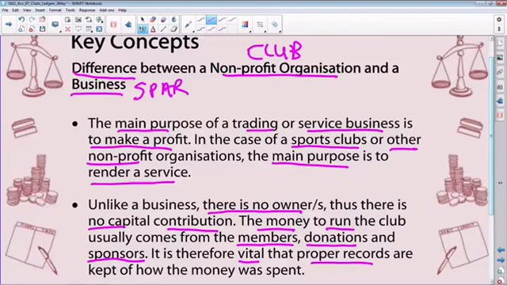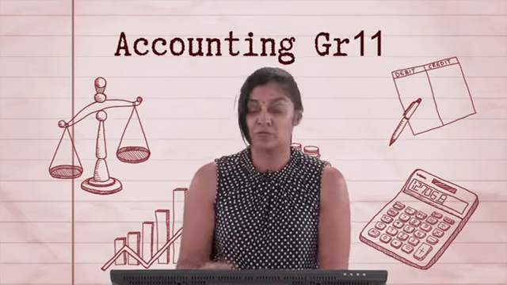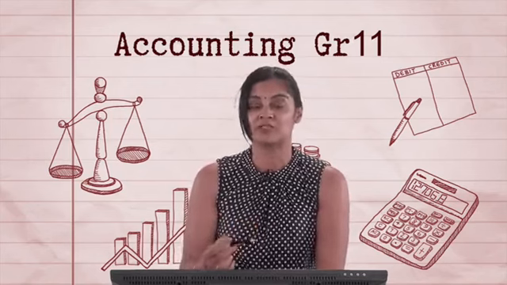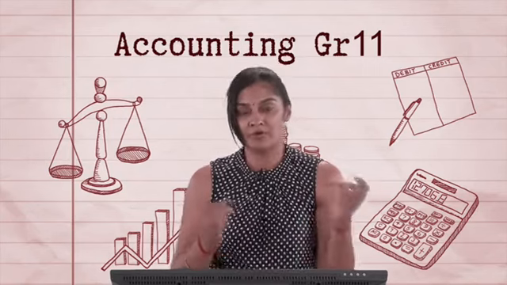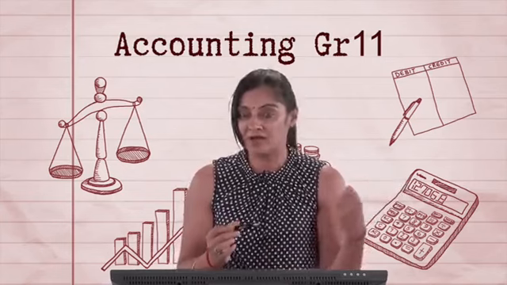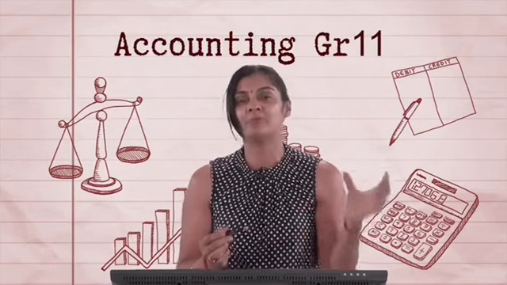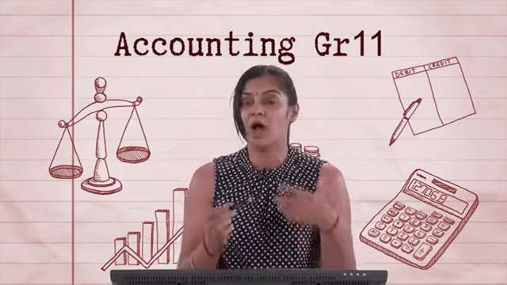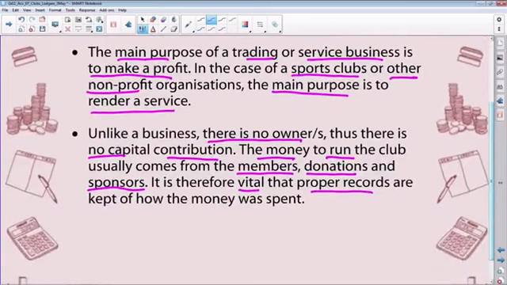It is therefore vital that proper records are kept of how the money was spent. Okay, extremely important. Remember, accounting is all about keeping financial records of receiving income or receiving money and how you spend that money. So it is absolutely important, even though a sports club is not a business, it's not there to make a profit, it's extremely vital that proper records are kept in terms of whatever the club receives and how they go about spending that money. Because remember, a lot of these funds come from the public, and the public wants to know how these funds are spent. Okay.